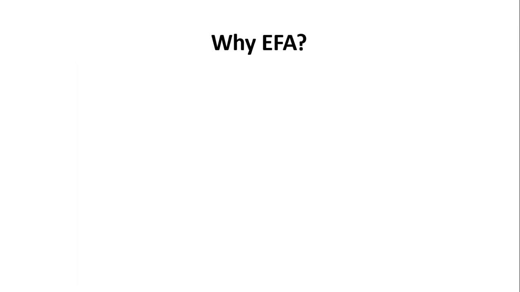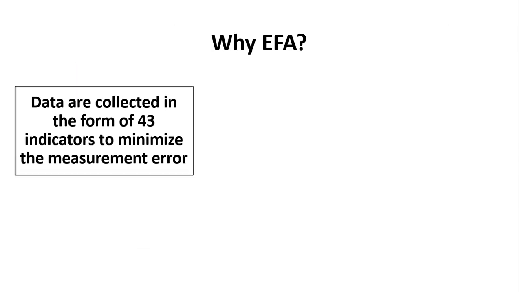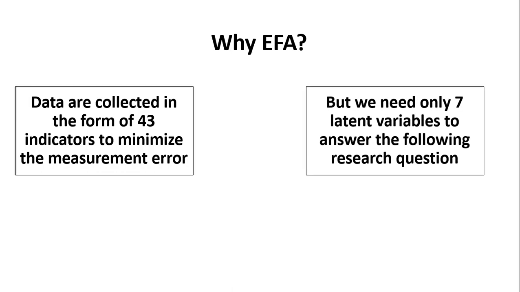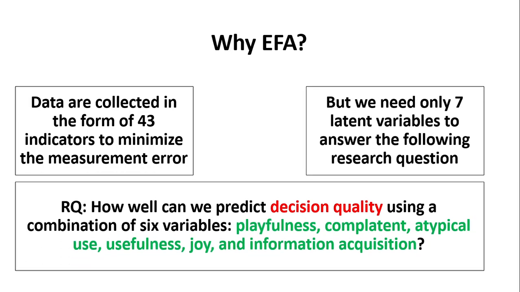Next question, why EFA? Actually, we have collected our data in the form of 43 indicators to minimize the measurement error. But we need only 7 latent variables to answer the following research question. And that is, how well can we predict decision quality using a combination of these 6 variables: playfulness, complaint, atypical use, usefulness, joy, and information acquisition. So my another question over here is, the variable which is shown in red color, is it an outcome variable or an independent variable?